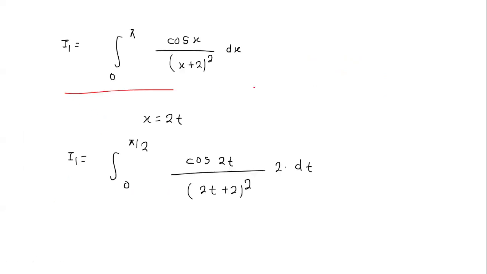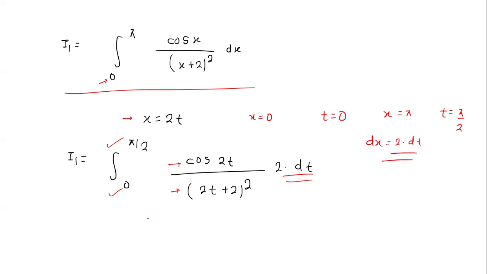So I write the first integral here, which is 0 to pi, and the integration is cos x divided by (x plus 2) whole square dx. Now what you can do here, you can put x is equal to 2t, and if you put x is equal to 2t, then for x value 0, you will get t value 0, and for x value pi, you will get t value as pi by 2. So the limits are now from 0 to pi by 2. And here we have cos 2t divided by (2t plus 2) whole square, and instead of dx I write 2 times dt. Dx will become 2 times dt.